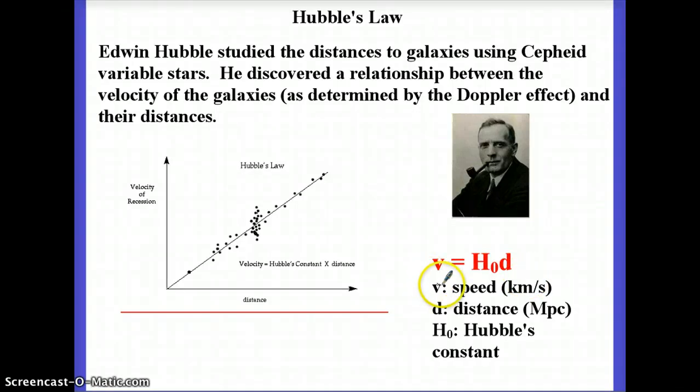So in this equation, v is the speed of the galaxy. Now it's important that it's going to have to be in kilometers per second. That's an unusual unit, and you have to remember that you have to convert things to kilometers per second. The distance will be measured in units of megaparsecs. Remember, parsecs are a unit of distance that are about equal to 3 light years, and mega means times 10 to the 6th. So this is in millions of parsecs, and H naught is a number called Hubble's constant, and it's the slope of this graph.